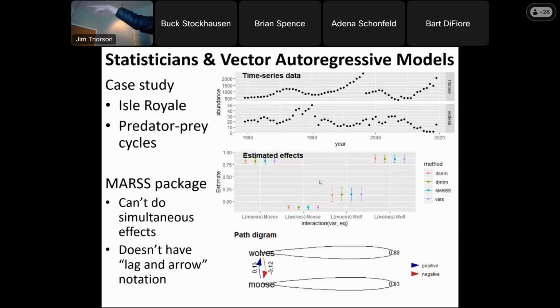And then there's this oscillation of wolves. There's a bunch of different software people have done for VARs, and they all give you the same result, confirming that DSEM can do a VAR easily, and you can plot it as a graph down below, where wolves have a negative effect on moose, and moose have a positive effect on wolves. So you get this predator-prey cycle in a VAR.